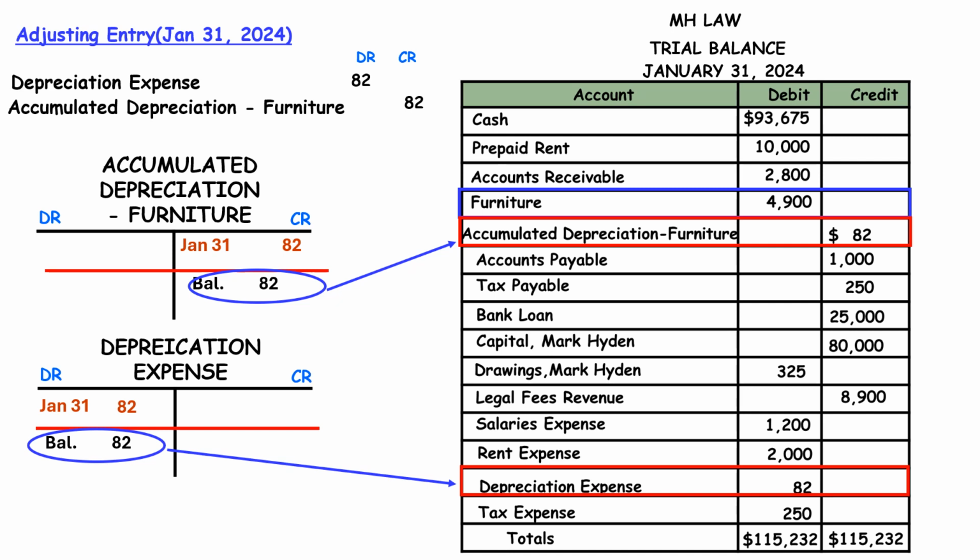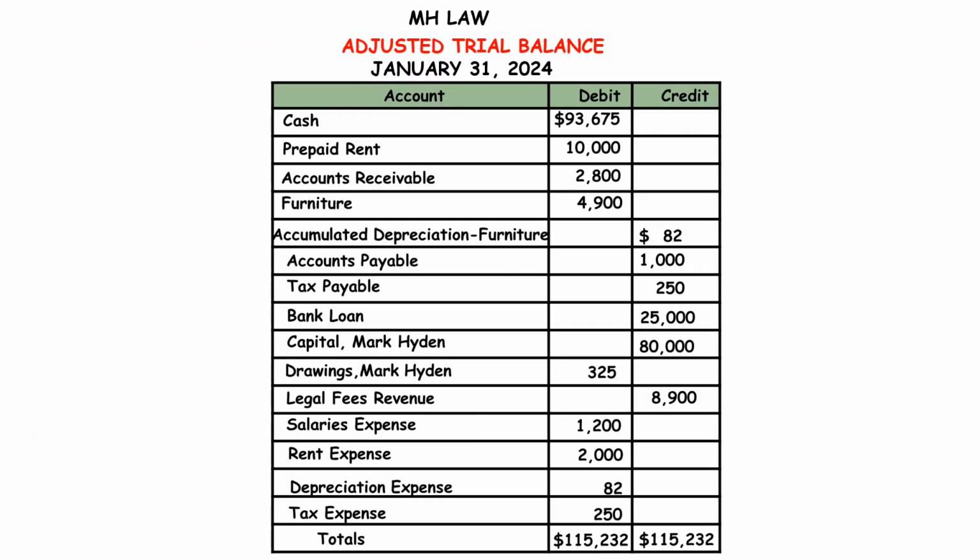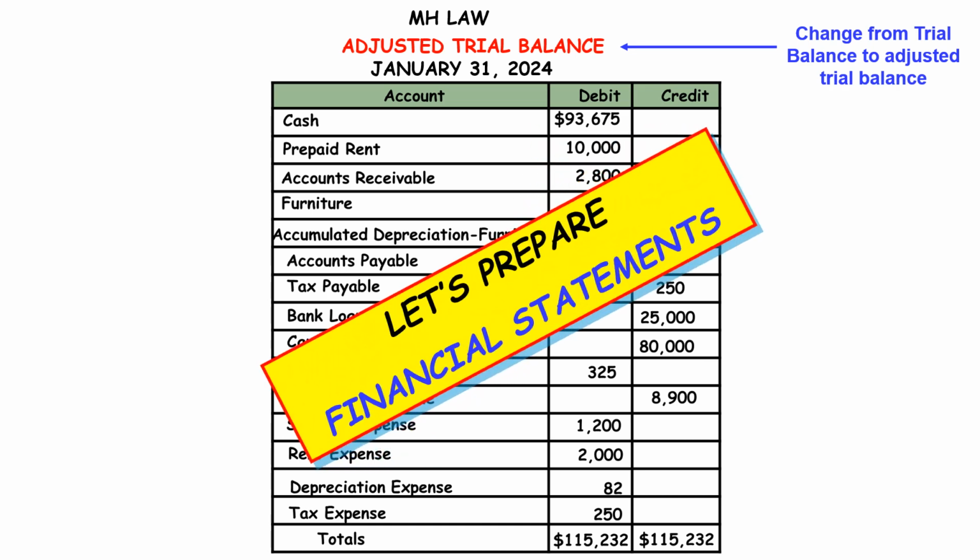Now after these adjustments and some other adjusting entries that we do, the trial balance now becomes adjusted trial balance, and we will call this adjusted trial balance. Once we have made the adjustments, it is time to prepare financial statements, and that's what our main topic is for the day.